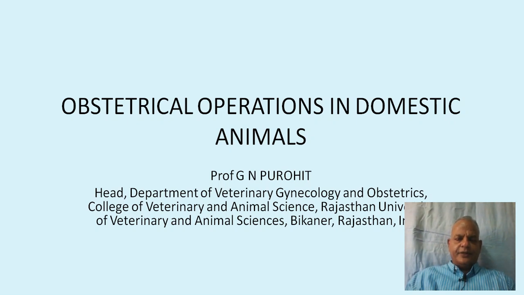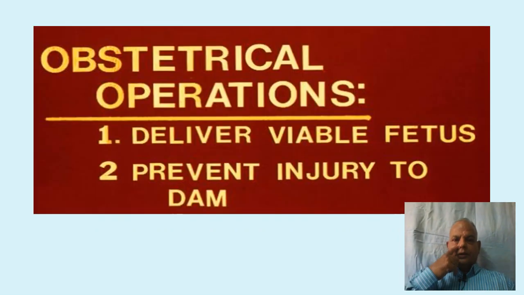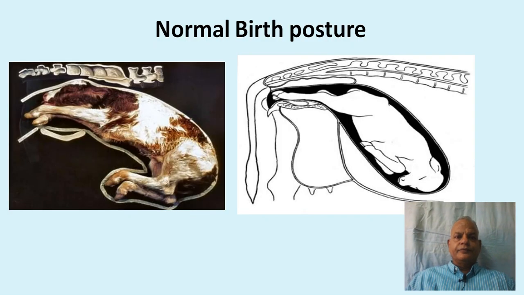And in today's lecture, we discuss something about the obstetrical operations in domestic animals. The purpose of any obstetrical operation is to deliver a viable fetus and prevent injury to the dam. The third objective would be to deliver a fetus safely through the birth canal. Now, this is the normal birth posture in an anterior and a posterior longitudinal presentation of cattle.